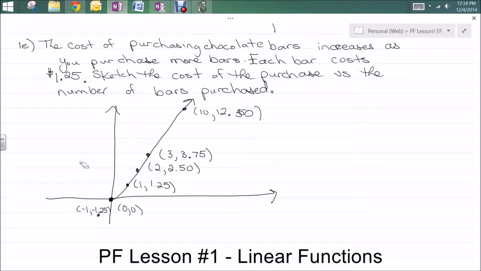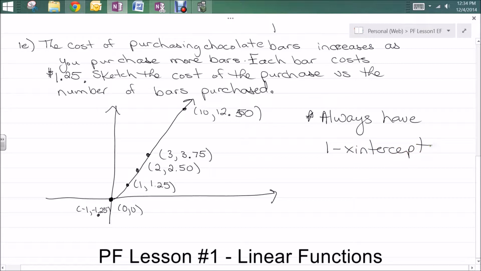Now, the thing I want to talk about is these functions always have one x-intercept. They always have one x-intercept. Always. Every linear function will have an x-intercept. Okay? The x-intercept is where it crosses the x-axis. And if that's the x-axis horizontally, and that's the y-axis vertically, where it crosses that axis is right here, where y is 0.